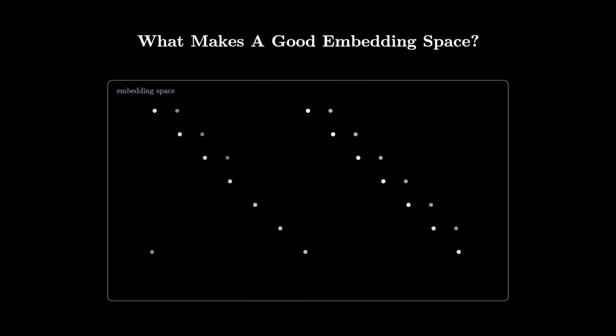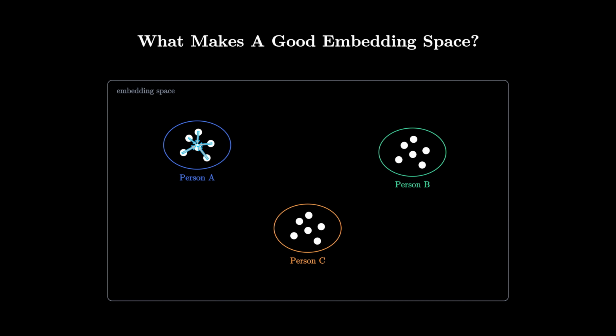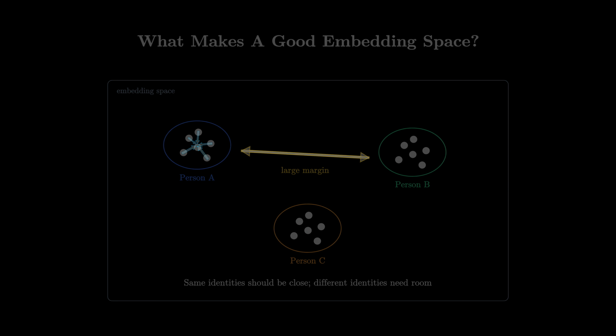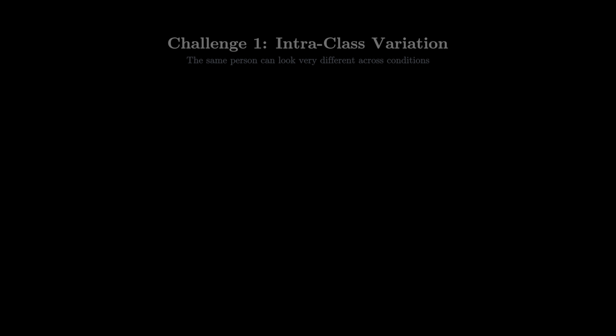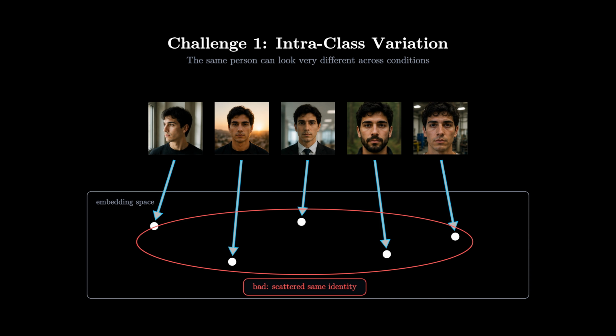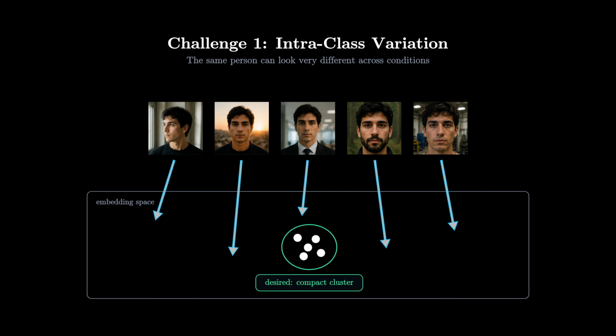Challenges. The goal of face recognition is to create stable embeddings. Images of the same person should be close together, while images of different people should be separated. However, real-world face images contain many variations. The first challenge is intra-class variation. The same person can appear different because of changes in pose, lighting, or hairstyle. If the model is too sensitive to these factors, embeddings of the same person will spread out instead of forming a compact cluster.